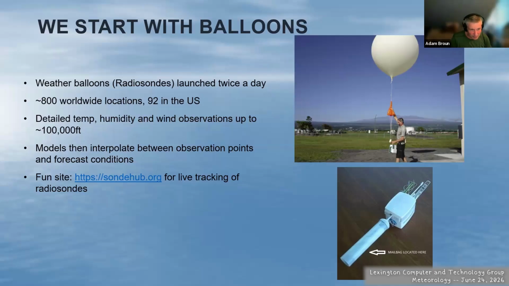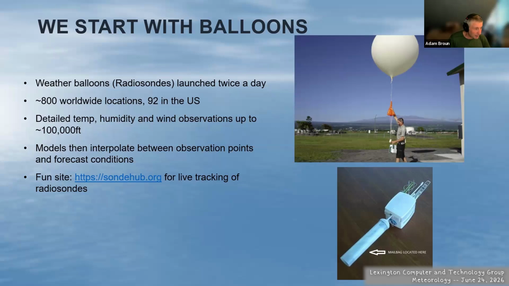You can see a picture on the right of one being released. They go up to about 100,000 feet, and then the balloon bursts. And the payload, which is this little package of sensors that you can see bottom right, is released and comes down on a parachute. You can see the orange parachute in the top photograph here. At least the ones in the US actually contain a mailing bag, and they can be returned to NOAA, the National Oceanic and Atmospheric Administration. Some of them actually are returned, some are not.